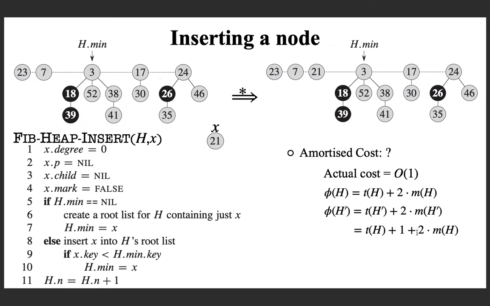So it's exactly the same as the number of marked nodes in the original instance. So this is the potential of the output instance. And if you take the potential difference between the output instance and the input instance, you can easily see that it is 1. This is th plus 2 into mh plus 1, and this is th plus 2 into mh. So you will get 1 as the potential difference, and hence the amortized cost is order of 1.